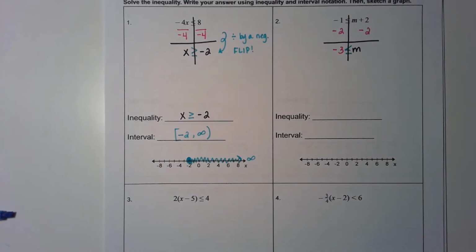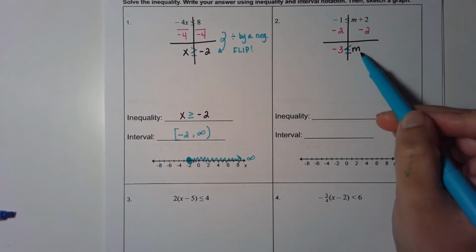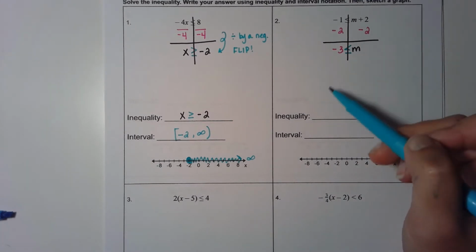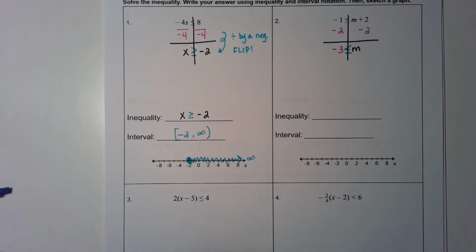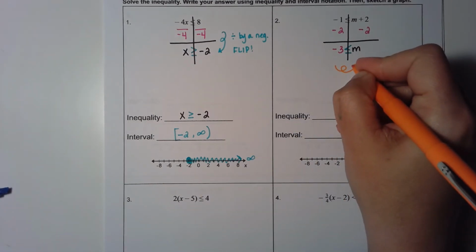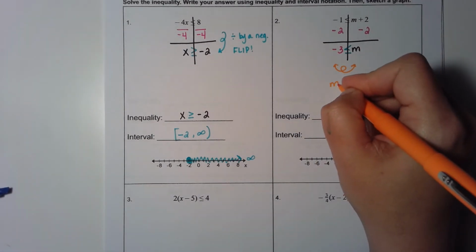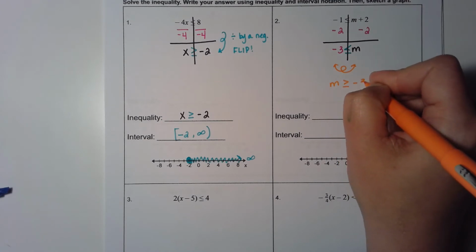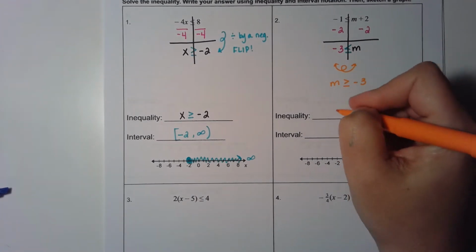Now, as a general rule, I don't want my variable to be on the right-hand side. I want my variable to be on the left-hand side. So all I'm going to do is switch the order here, and I'm going to write m is greater than or equal to -3 as my final solution.